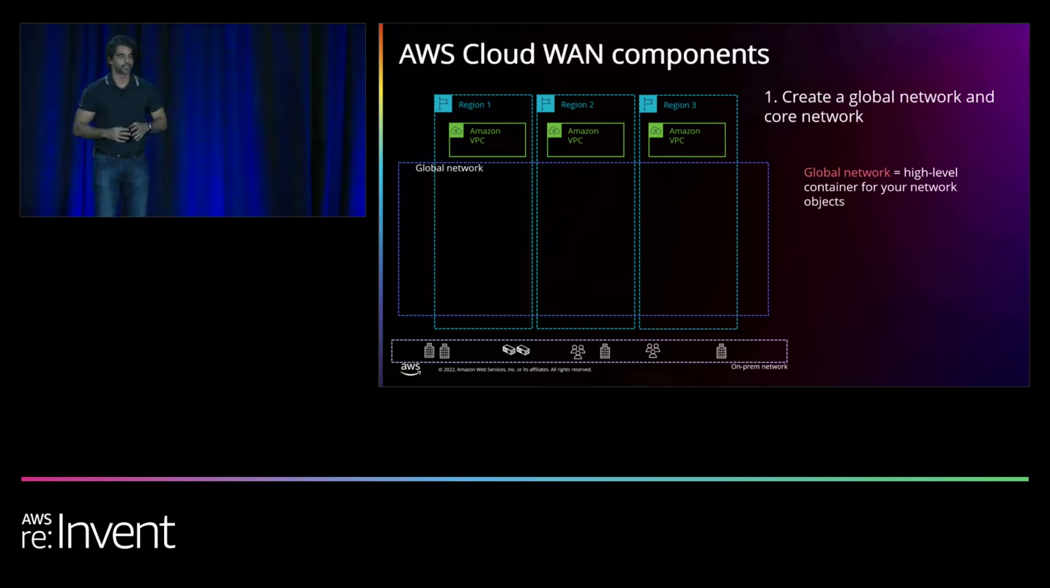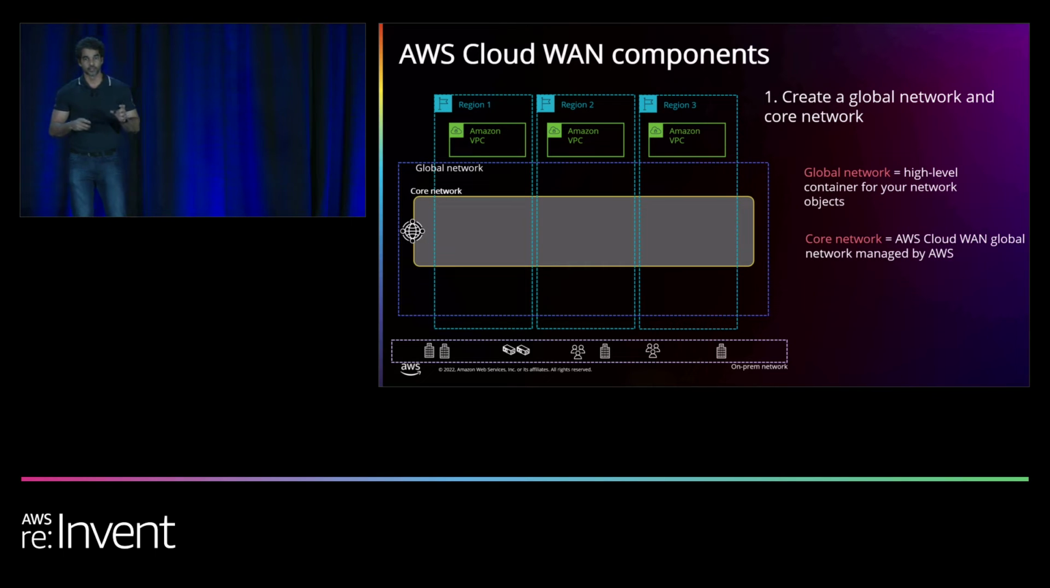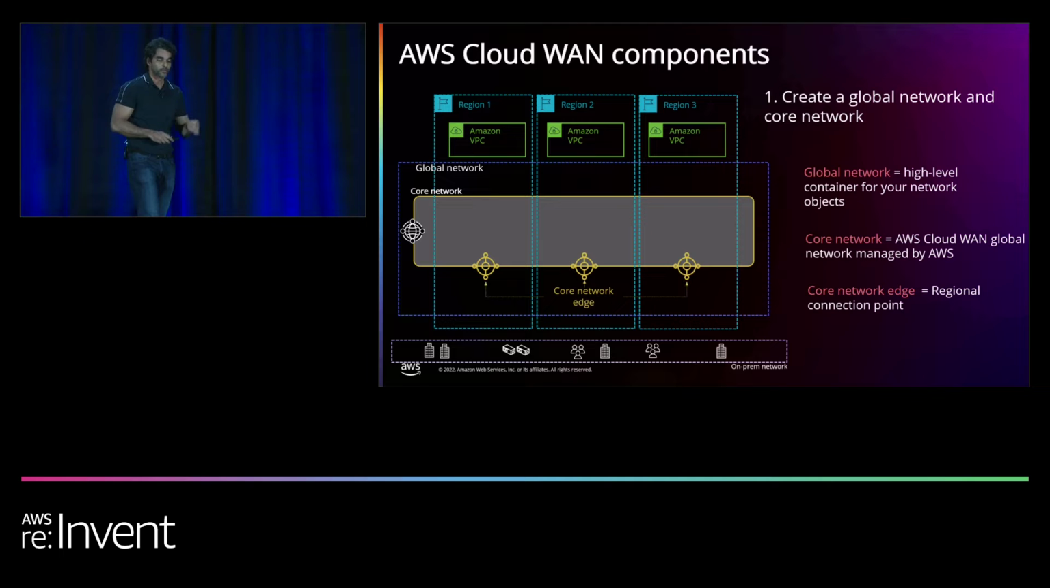Now, the global network is a high-level container for all your network objects, and this includes Cloud WAN components as well as Transit Gateway, regional transit gateways. The core network is the Cloud WAN component which exists within your global network, which is fully managed by AWS. And it consists of core network edges. These are regional Cloud WAN connection endpoints deployed in every region where your core network extends into.